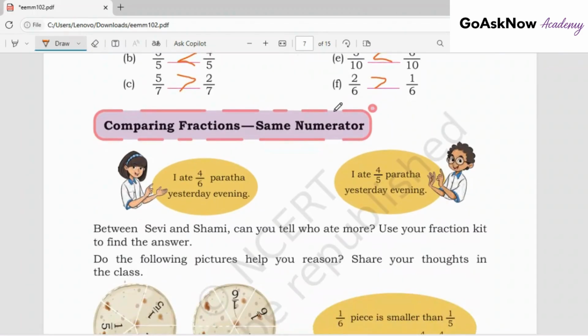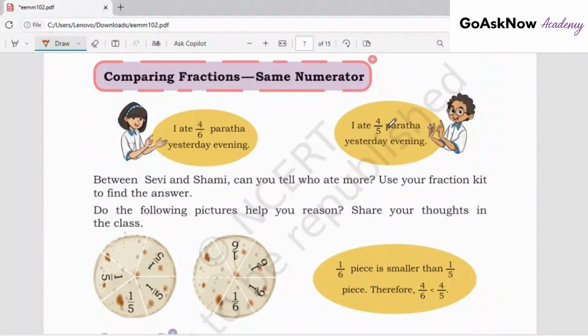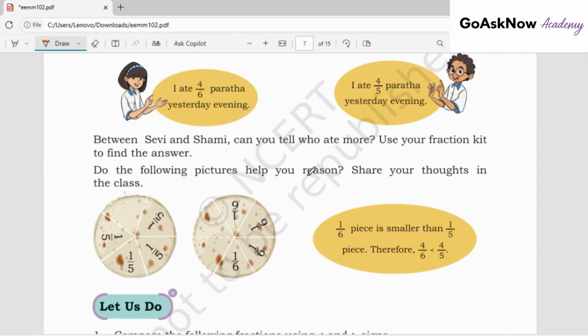Comparing the fractions, same numerator. Now we are checking on same numerator. I ate 4 by 6 paratha yesterday. I ate 4 by 5 paratha yesterday evening. Between Sivi and Shami, can you tell who ate more? Use the fraction kit to find the answer. Drawing the following picture will help your reasoning. Share your thoughts in the class.